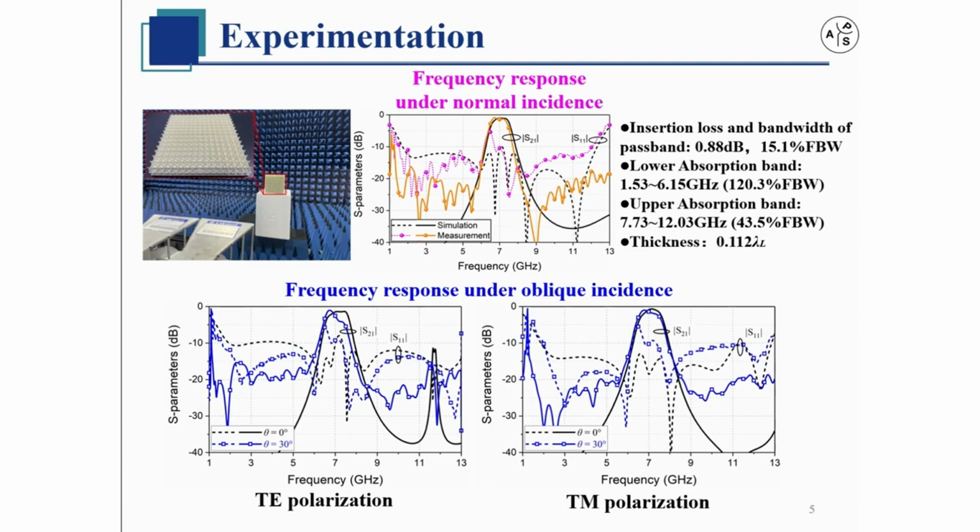According to the measured results, it achieves a transmission band with a minimum insertion loss of 0.88 dB and a 3 dB bandwidth of 15.1%, ranging from 6.44 to 7.49 GHz. The lower and upper absorption bands span from 1.53 to 6.15 GHz and 7.73 to 12.03 GHz, respectively, with fractional bandwidths of 120.3% and 43.5%. The results demonstrate that the prototype exhibits a stable frequency response to TE and TM polarized incident electromagnetic waves.